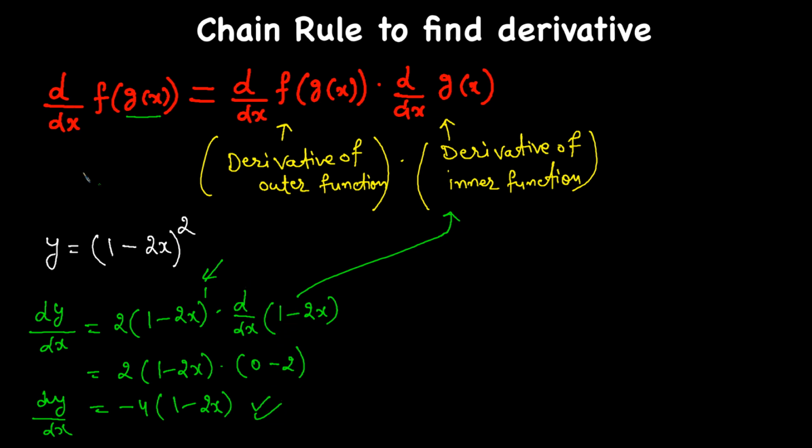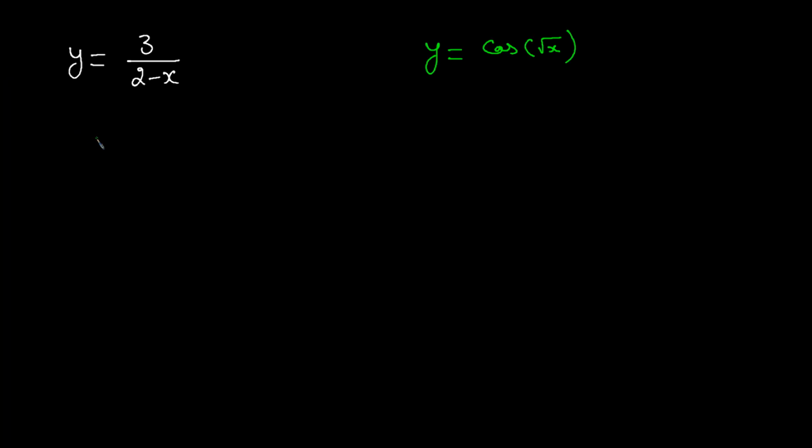Okay, let's do a couple more examples. So let's work on this example: y is equal to 3 over (2 minus x). Let's rewrite this y. y can be written as 3 times (2 minus x) raised to the power negative 1.